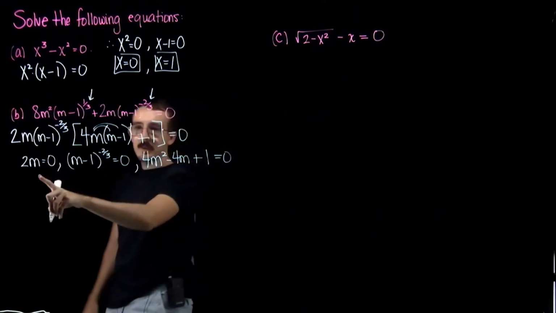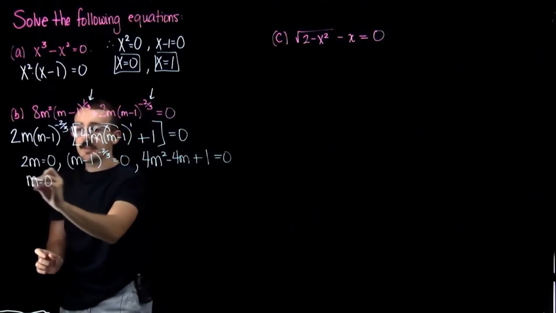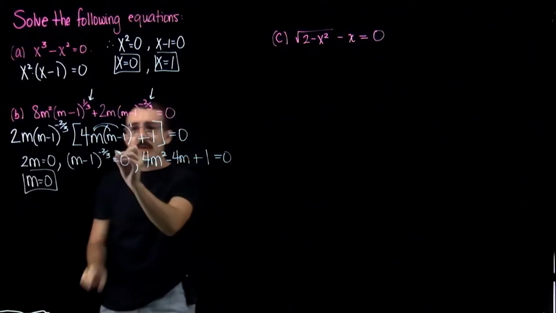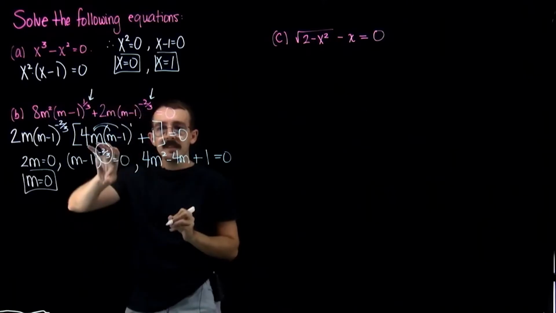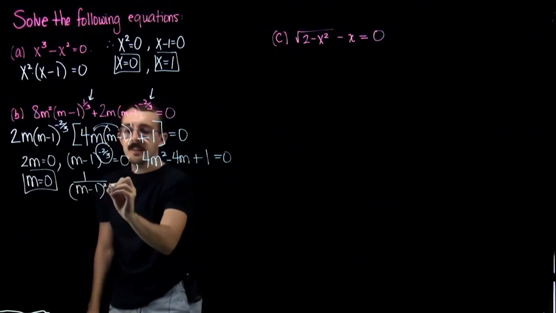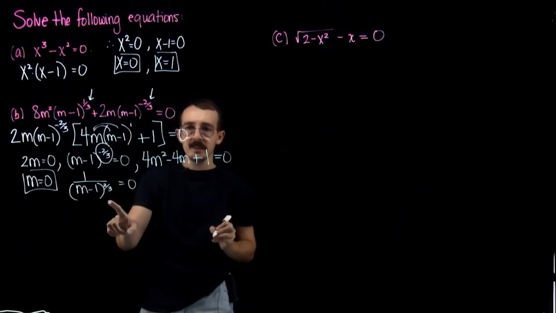Let's take a look at this first equation. So 2m equals 0, that means m has to be 0. You just divide both sides by 2. What's going on here? Well, recall, if you have a negative power, you can make this positive by bringing this whole expression to the denominator. So I have m minus 1, and this is to the 2/3 power. So that's how you go from a negative power to a positive power.